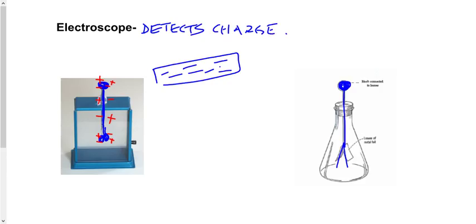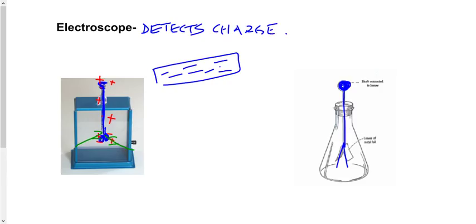They're not going to do anything. They're going to stay where they are, right? But the electrons are going to be repelled away. So these electrons that are up here start moving down here. Now, the two pith balls at the bottom of this both become negatively charged as a result of that, right? And if they're both negatively charged, what are they going to do? They're going to repel each other, and then they're going to spread apart.